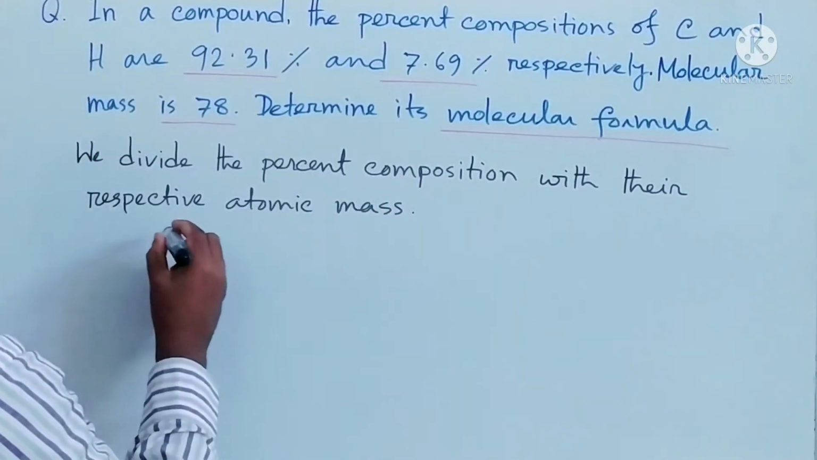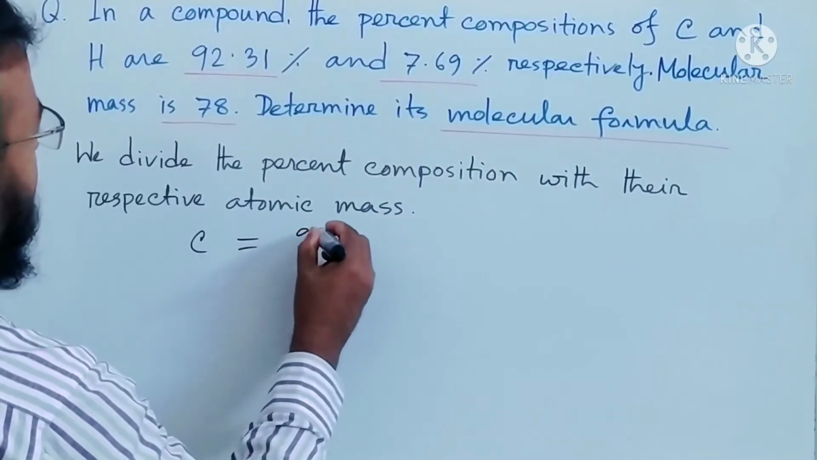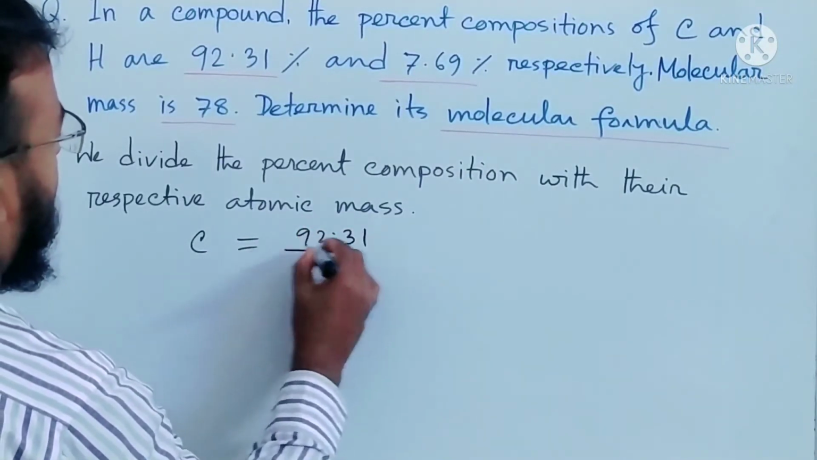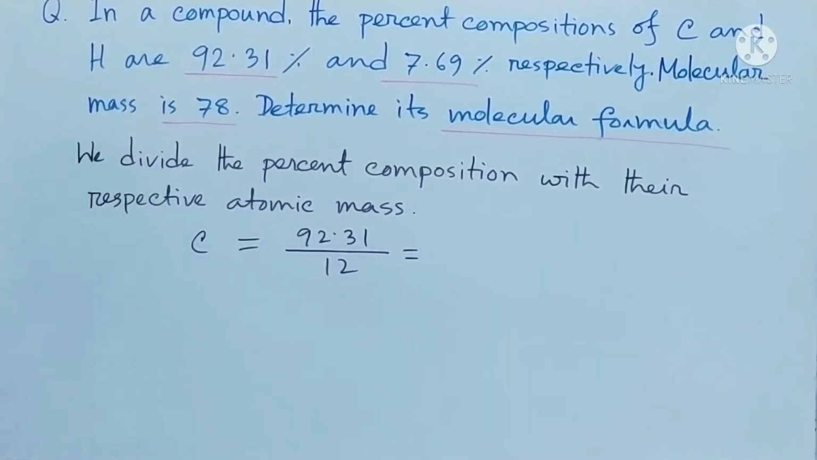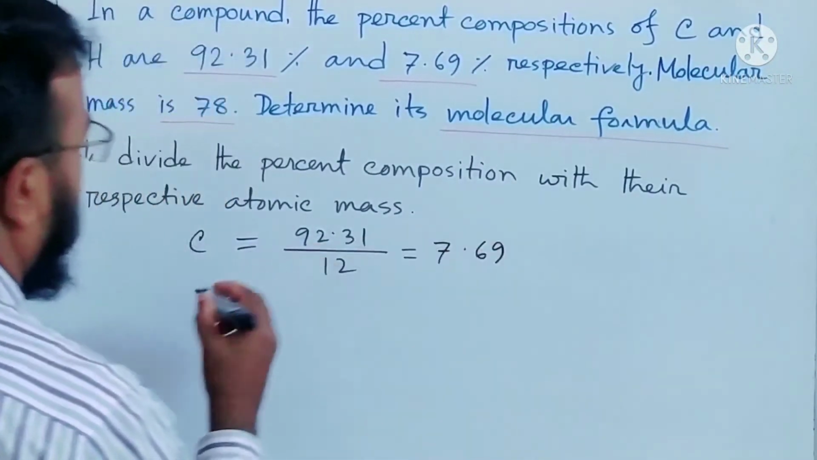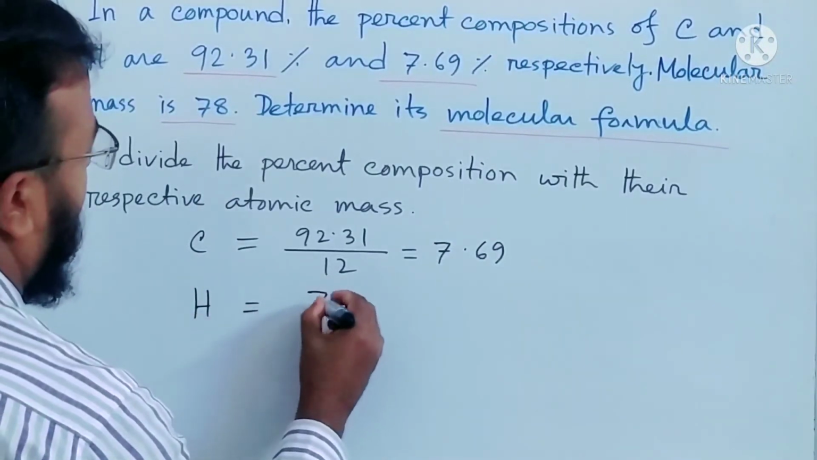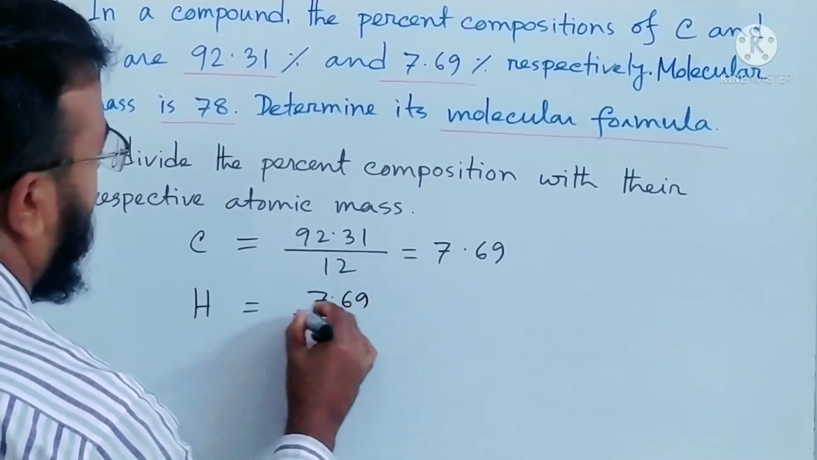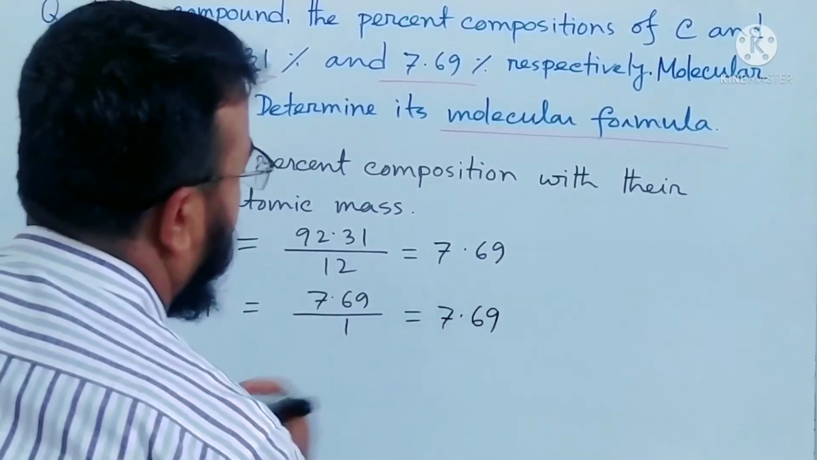Okay, so first one is carbon. Carbon atomic mass is 12. So if I divide it by 12, then what will be? 7.69. Then hydrogen 7.69, atomic mass is 1, then it is 7.69.